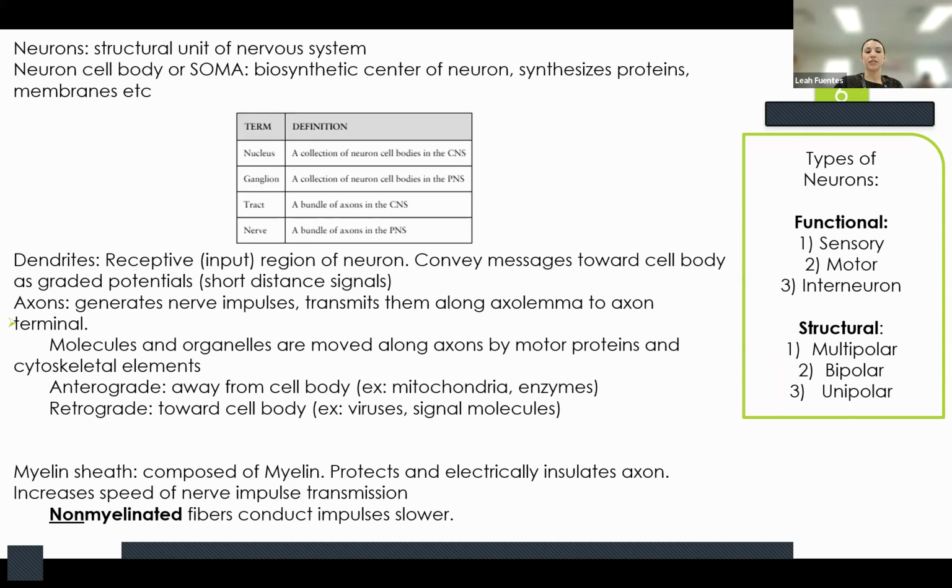Multipolar have many processes and they kind of just look like those finger extensions. Multipolar are going to be the most abundant. And then they're also a major neuron within your central nervous system. Bipolar, these are going to have two processes. These are located within your eye. And then unipolar have a single process. Some examples of these are sensory receptors, and these are mainly found in your peripheral nervous system.